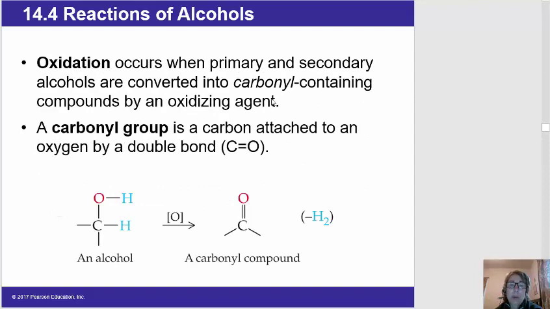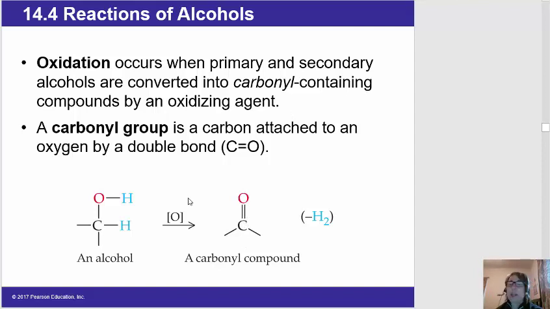So how does that apply to the oxidation of alcohols? Well, oxidation occurs when primary and secondary alcohols are converted to carbonyl-containing compounds by an oxidizing agent. And a carbonyl compound, or the carbonyl group, is a carbon that is doubly bonded to an oxygen.